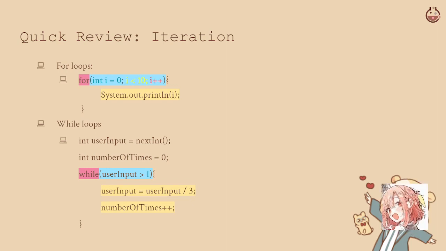So in for loops, you use the keyword for, parentheses, and we have three portions of what's going to be in these parentheses.